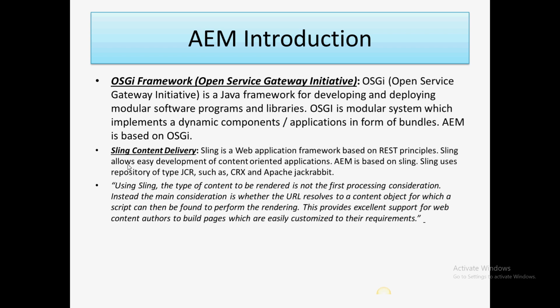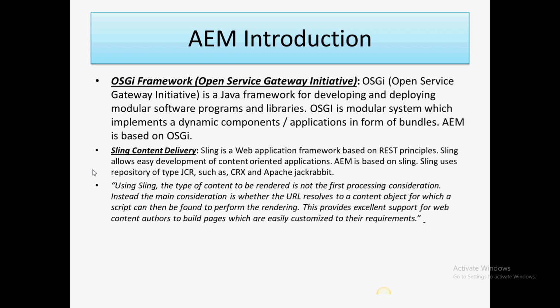As I have already discussed, OSGi is the Open Service Gateway Initiative. This is the framework that is responsible for providing all the modules. You can create a new module, and you can then implement that module in AEM, and that particular module can be used by the component. We have Sling content delivery. Again, all the data is being stored in the JCR, that is the Java content repository.